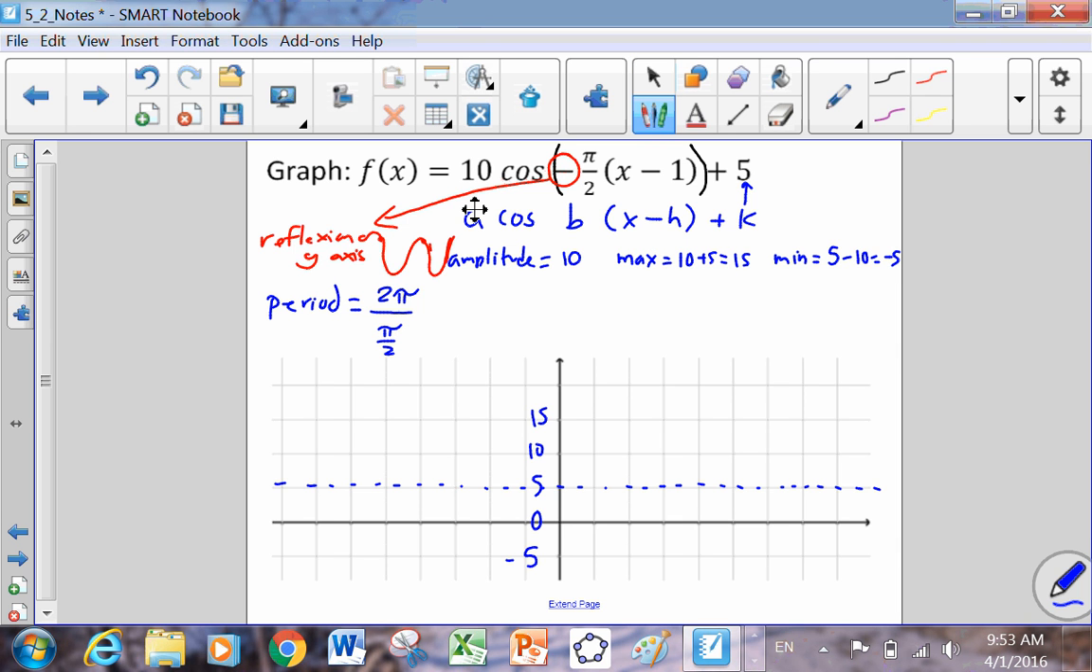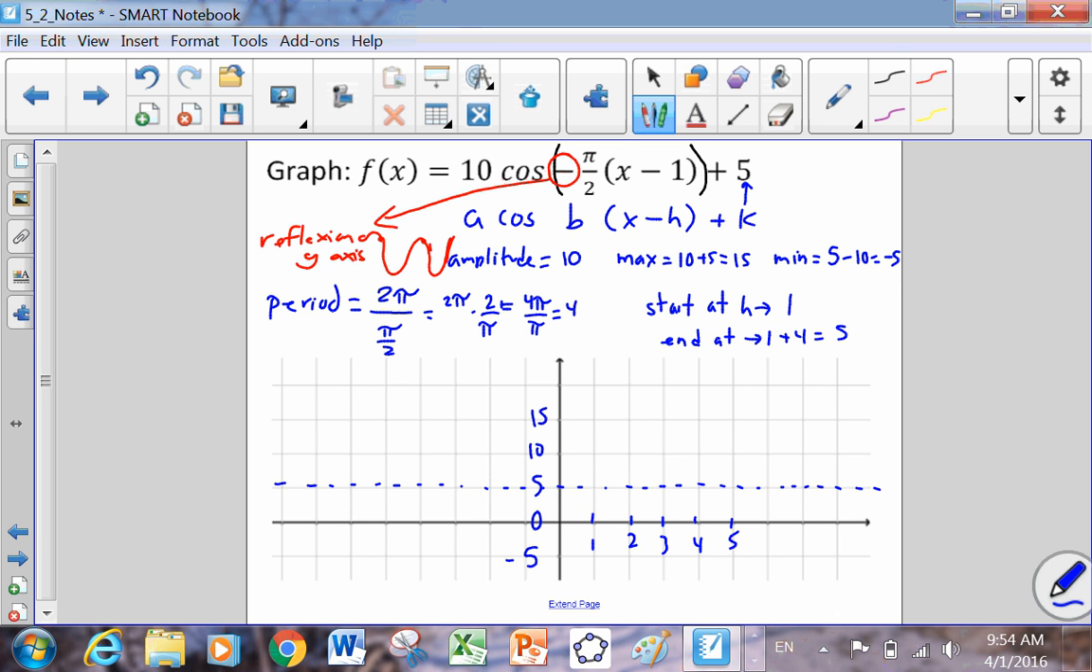2 pi over 2. When we divide a fraction, we multiply by the reciprocal, 2 over pi. So then we get 4 pi over pi, which is 4. Okay, and our start is h, which is 1. So we start at 1, and the period is 4, so it's going to end where? End at 1 plus 4, 5. Okay, so can we graduate by 1? 1, 2, 3, 4, 5.